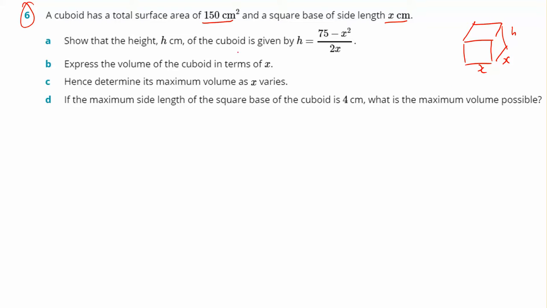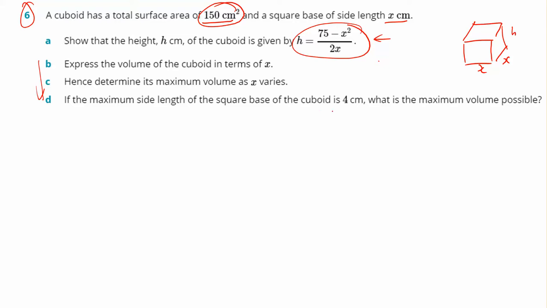We want to show that the total surface area is 150, and that the height is given by this equation. This could be a very good sub question. Now, if you can't get the first answer, that's fine. You can still use what they've given you in parts B, C and D. I don't want you to feel like if you don't get it, that's the end and you get no marks for the question. You can still continue the question even if you can't get this part.